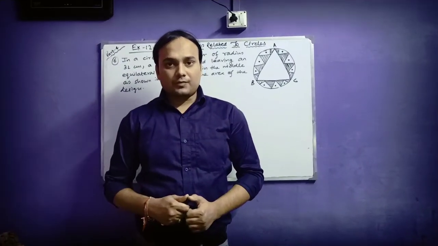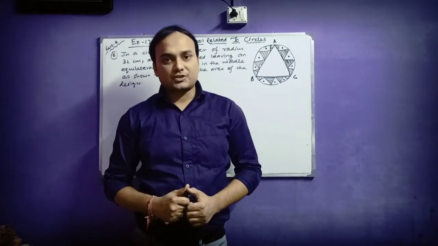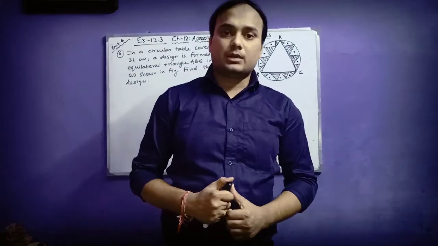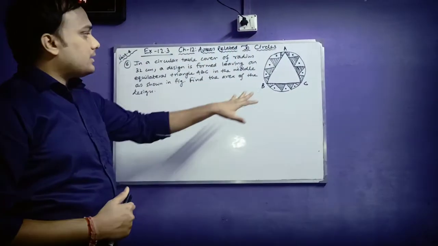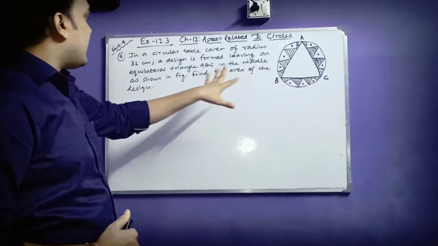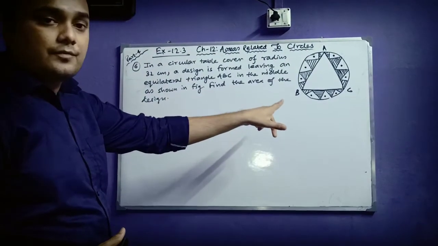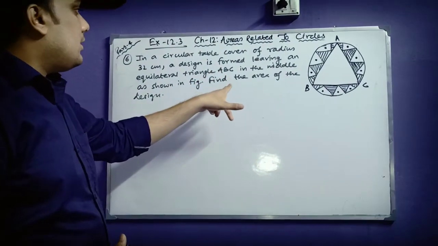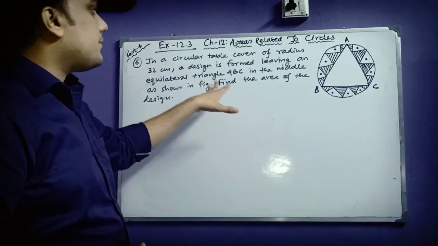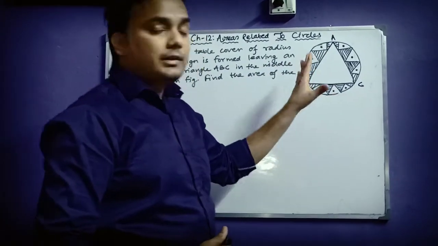Let us move on to our final question, student, here for today's explanation video. Here we will be covering question number 6. You can see there is a diagram drawn here. This diagram is actually representing the cover of a round table, and the radius of this circle is 32 centimeter.